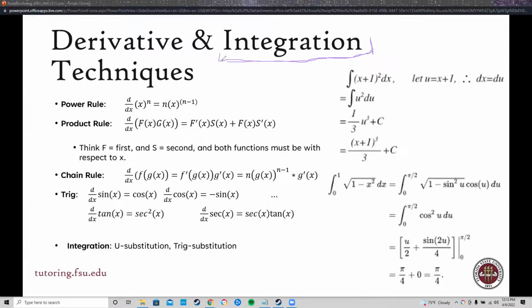And it's simply the act of taking an antiderivative, which is basically, as it sounds, doing the opposite of the derivative technique that you were taught previously. So with that, we'll review the important differentiation techniques, and then we'll go over how they relate to the integral and how we take the antiderivative. And then we'll talk about some of the more important integration techniques like U substitution and trig substitution.